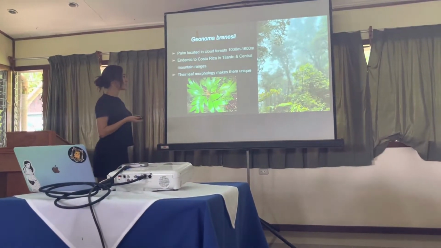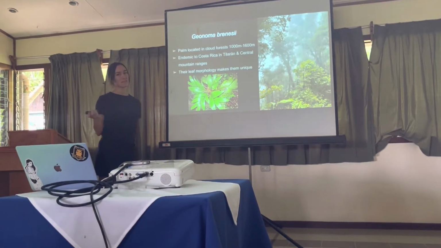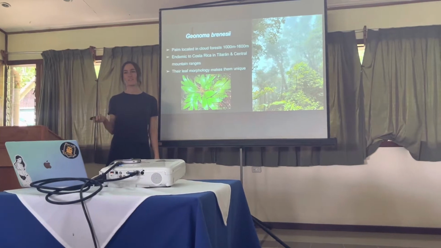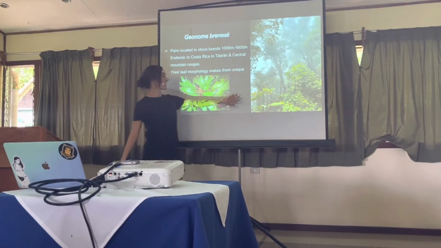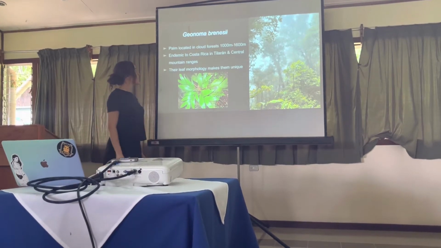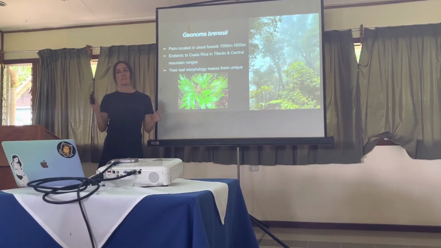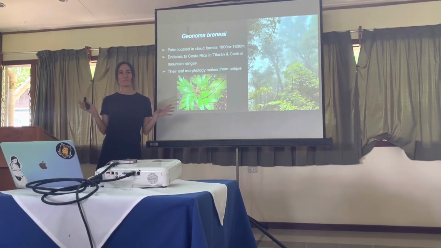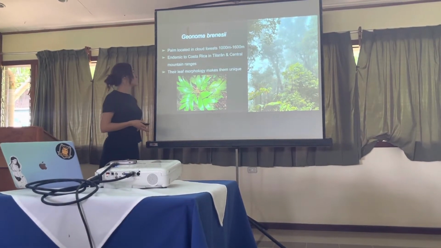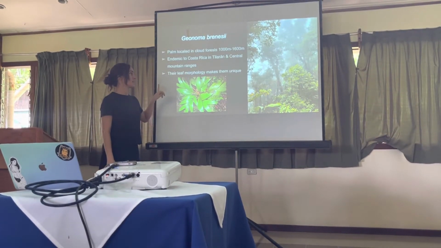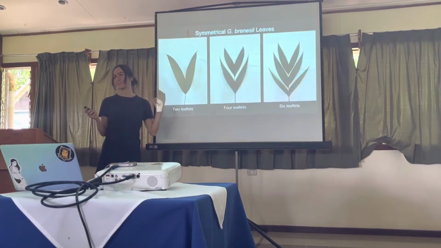Geonoma brenesii is a palm located in the cloud forest nearby. They're found between 1,000 and 1,600 meters. This is taken right next to the Symposium Biologico, right near where they're found. They're endemic to Costa Rica, and specifically the Tiburon and Central Mountain regions, which means you will not find them anywhere else in the world, only here. Why I'm interested in them is because their leaf morphology is very unique based on all my observations.